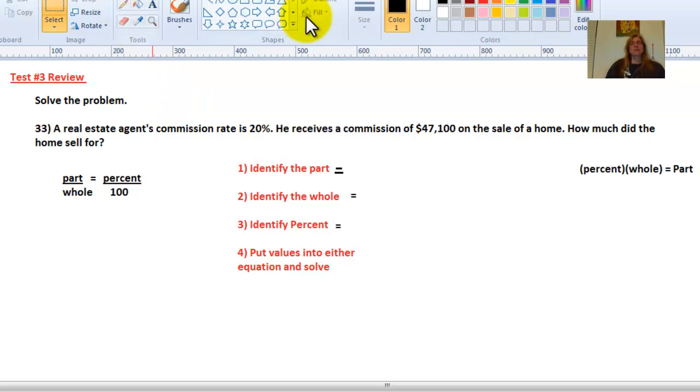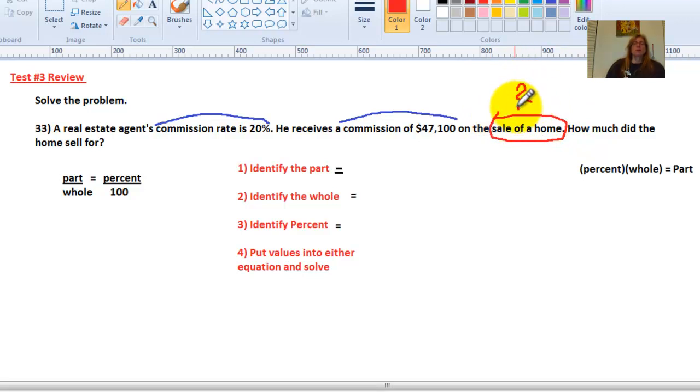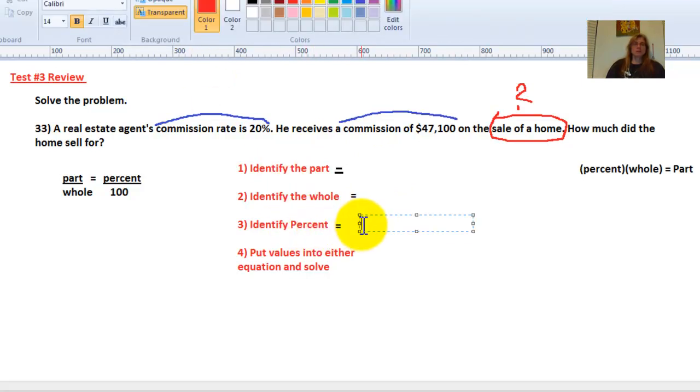So what they're giving us is what we can first look at. Giving us a commission rate of 20% and a commission. And then they're asking for the sale. How much was the total sale? Okay, so commission rate, since it's 20%, is a giveaway. That would be the percent of the problem. So we'll take the easiest thing to identify first.